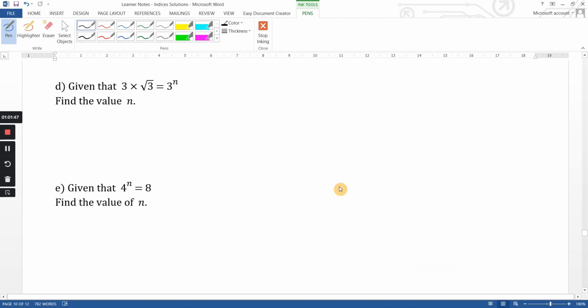Part D, given that 3 times root 3 equals 3 to the power n, find the value of n. Right, so we need these as powers, don't we? So it should look something like this. Let's rewrite our original question in terms of powers. So 3 is the same as 3 to the power 1, and square root means power half. So this is now equal to this.